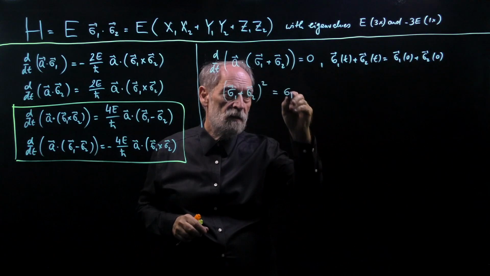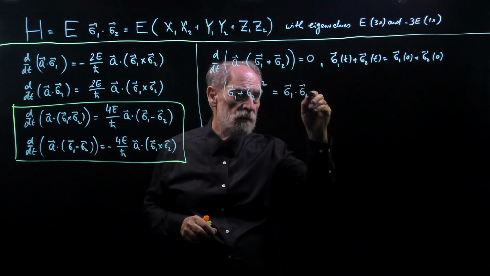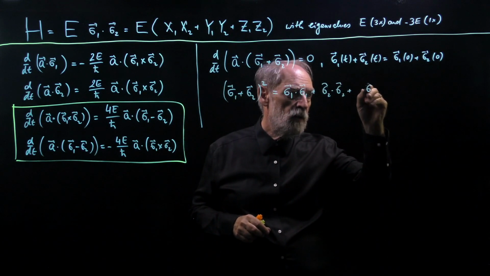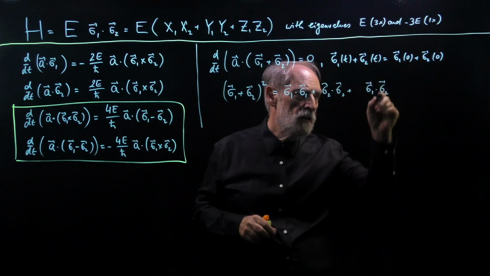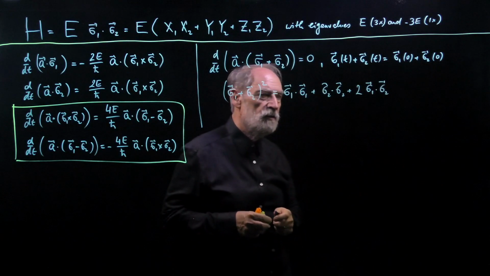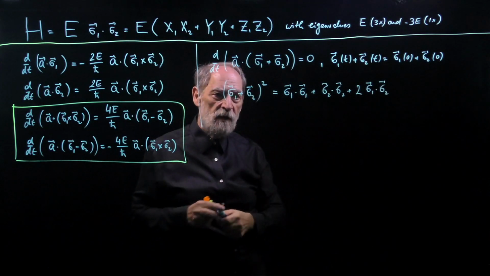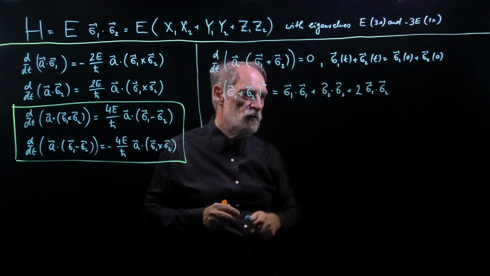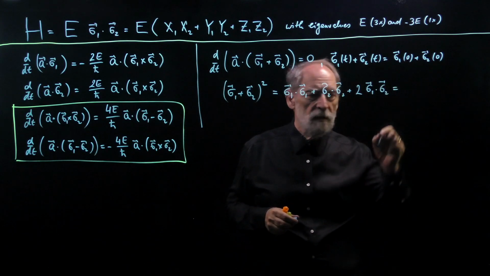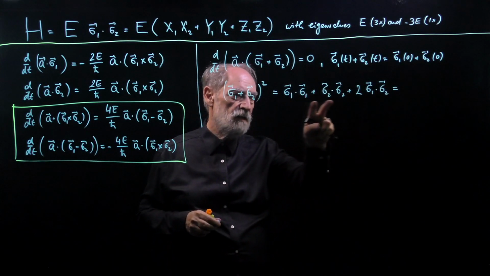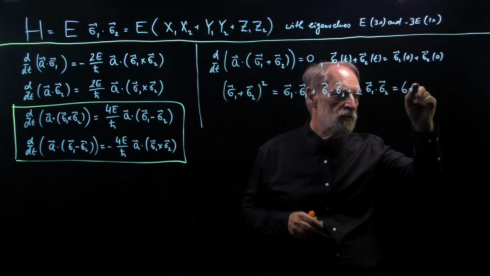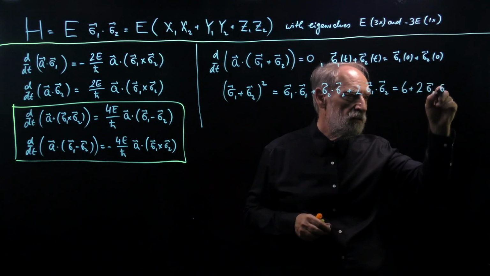Sigma 1 plus sigma 2 squared is sigma 1 dot sigma 1 plus sigma 2 dot sigma 2, and then sigma 1 dot sigma 2 and sigma 2 dot sigma 1, but they commute, so this is just 2 times sigma 1 dot sigma 2. It's just like squaring a plus b, and you get a squared plus b squared and 2ab. Now the sigma 1 dot sigma 1, we have seen that before, that's 3 times the identity. This is 3 times the identity. So we have 6 times the identity plus 2 times sigma 1 dot sigma 2.